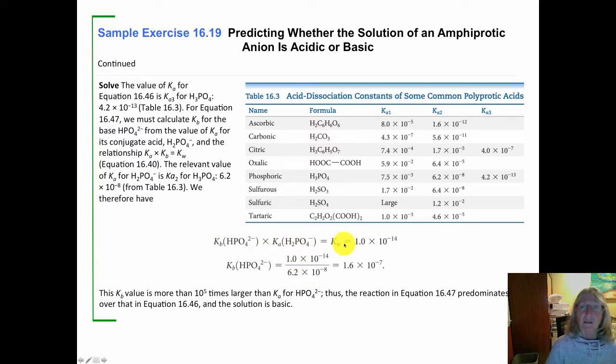Notice I'm using the ion product constant for water method to find the Kb of HPO4. There is no Kb table, but if I take 1 times 10 to the negative 14, which is equal to Ka times Kb, and solve for Kb, it ends up being the ion product constant for water divided by the Ka for the one we identified up here, 6.2 times 10 to the negative 8, and we find a Kb of 1.6 times 10 to the negative 7. So that Kb is much bigger than the Ka, so if you put this ion into water, it's going to undergo basic hydrolysis. And so you can find that again as sample exercise 16.18 in the 13th edition of the textbook.